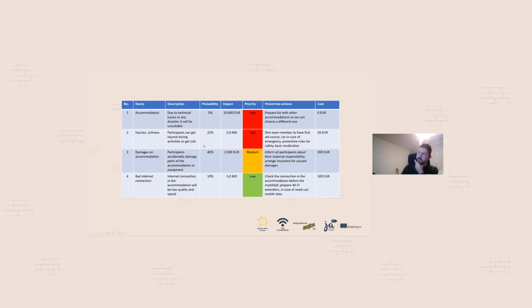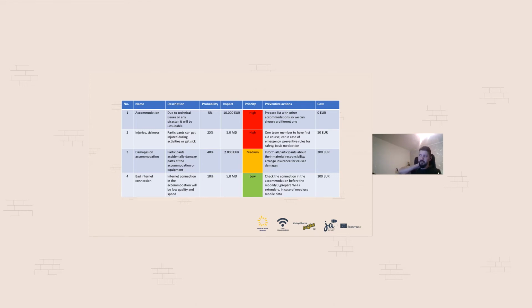The probability, let's say, is 25%. I'm not talking about injuries and broken bones and stuff. It can happen, but mostly about getting a cold or not feeling good, or food poisoning can happen. It's unusual food, maybe not like they have at home, and they won't be okay with that. What can we do? One team member will have the first aid course, and we'll have a car which he can use in case of emergency. He can go to the nearest village or city, get some medicines, or if something happens, he can take the participants to the doctor.